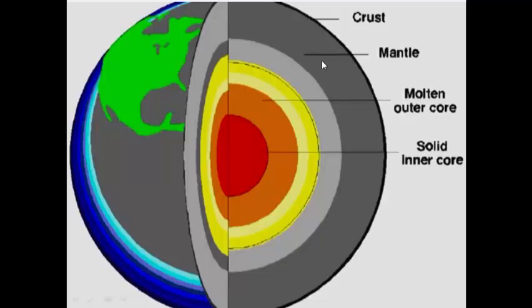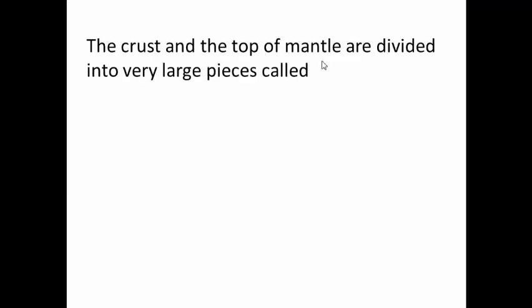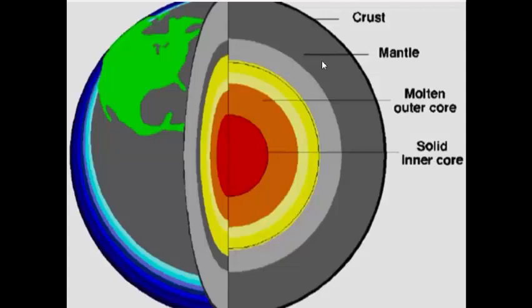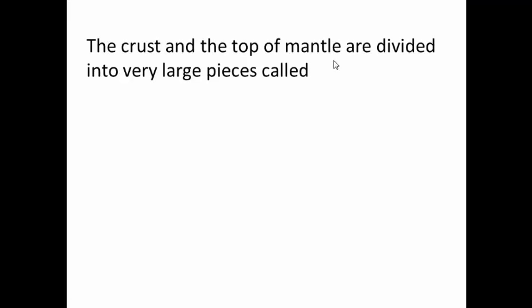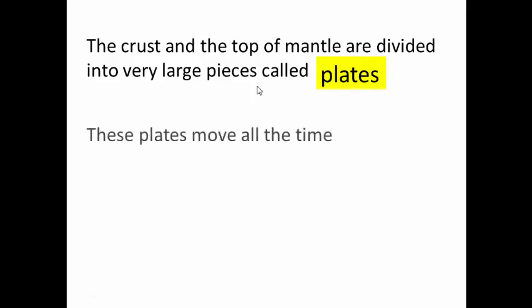What is the most important information we want to know? We want to know that the crust and the top of the mantle are divided into very large pieces called plates. Again, we have here the crust and the mantle. Crust and mantle together are divided into very large pieces. What do you call these pieces? We call them plates. What is the most important thing about plates? You have to know that these plates move all the time.